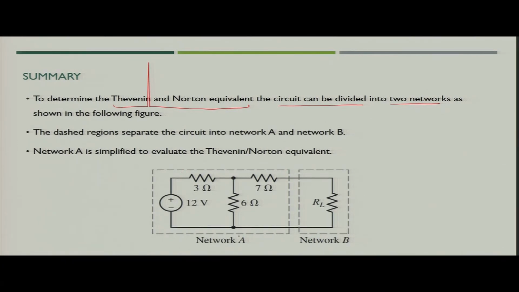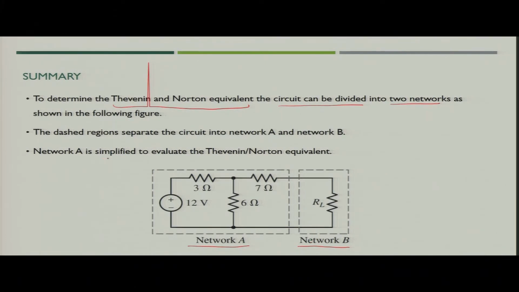You can say this section is network A, and where you see the load or the resistance, for which you want to find the value of either voltage or current, that would be separated from the main circuit and it is called network B. So, you can divide the whole circuit into two parts, one is network A, another is network B.